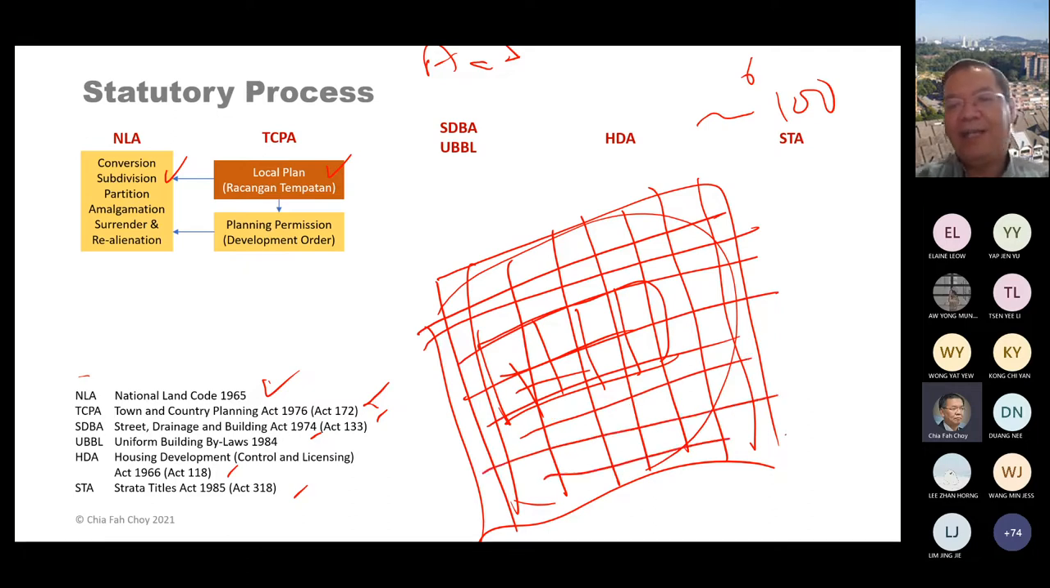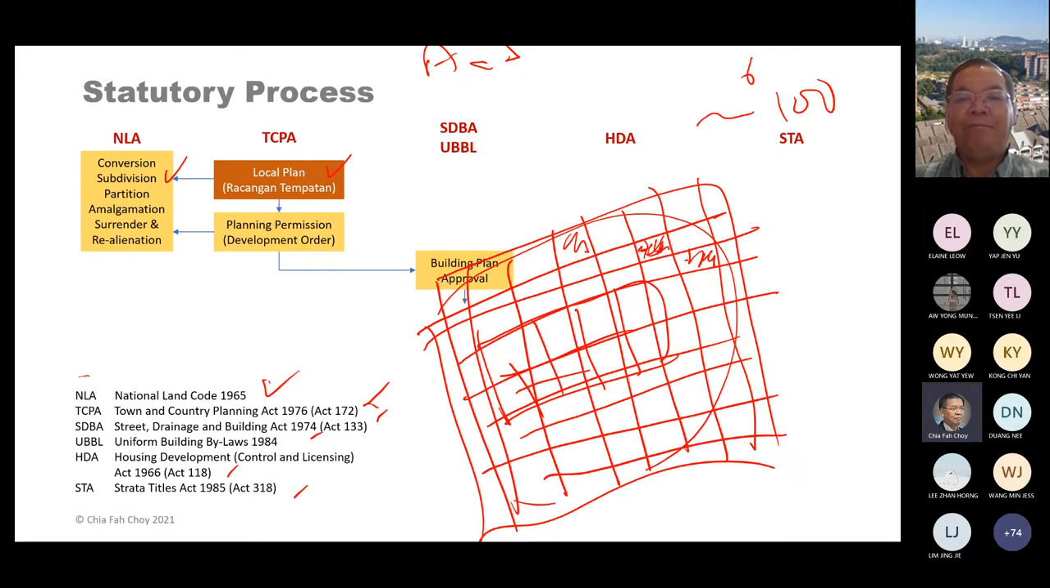Okay. And then each owner of the property, let's say this one belongs to you, this is a Chia Fak Choy one, this is a 1.1, this is a V Uni one, things like that. So that is called a subdivision. So you need to carry out the subdivisions.